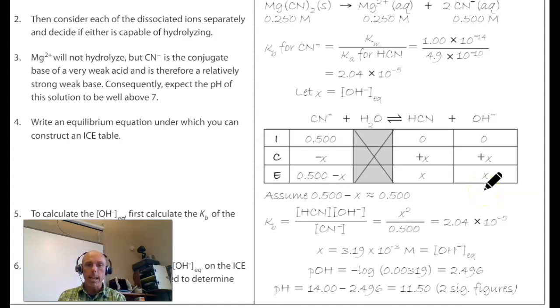Well, if we take the negative log of hydroxide, we get pOH. The negative log of hydroxide is 2.496. And if we're asked for pH, which we are, 14 minus pOH is pH, and that gives us 11.5.